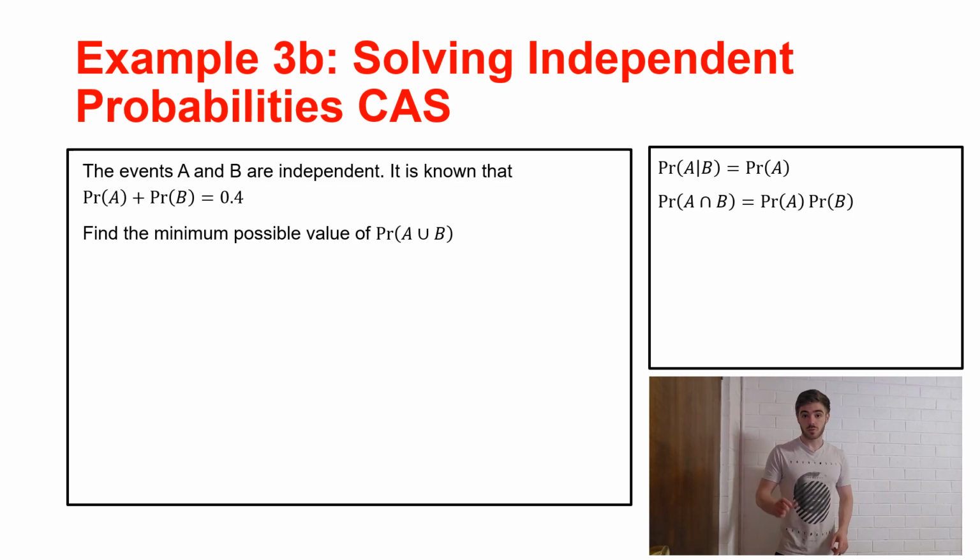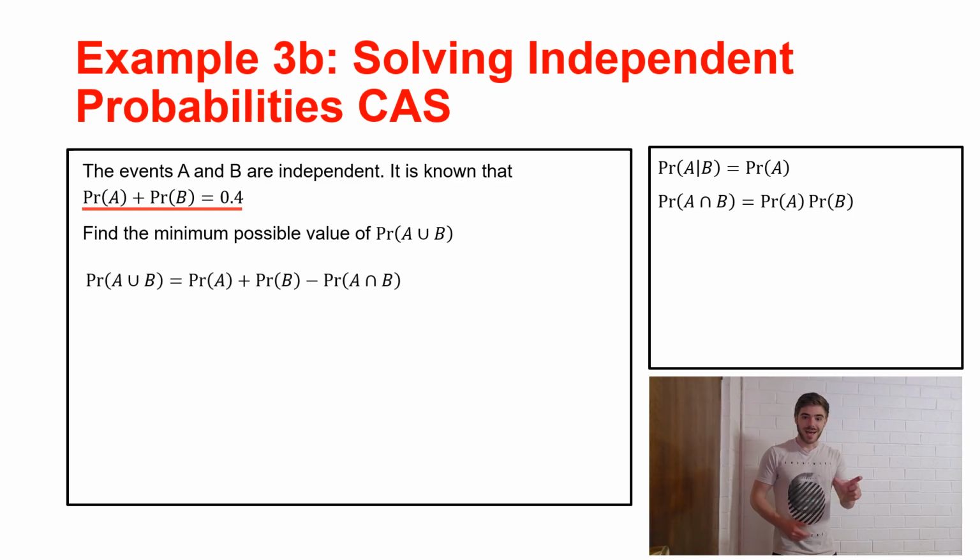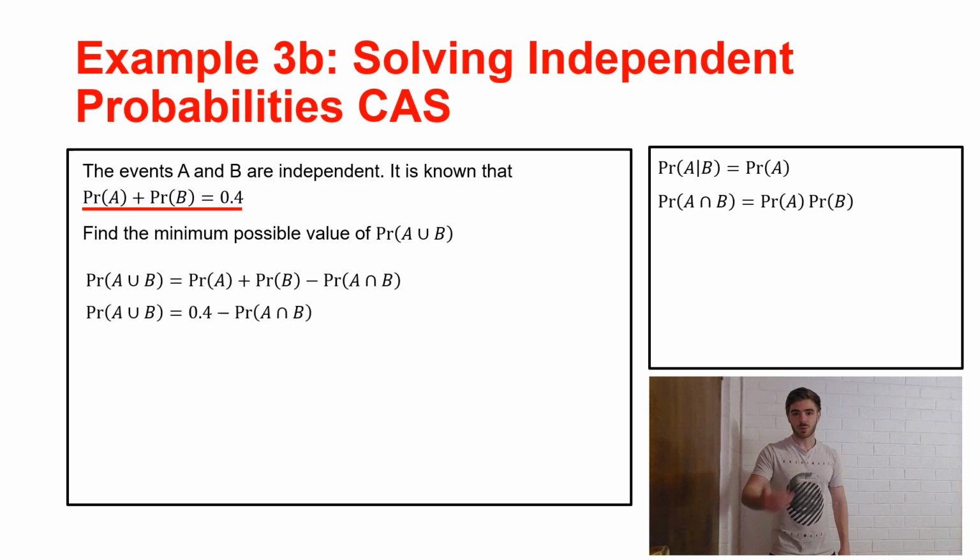So, if you recall from polynomials, if you ever wanted to find the maximum or minimum of a certain thing, you first needed to find an equation that described that thing. We want to find the minimum of a union, hence to start with, we need to find an equation for the union. So we're going to start with the union equation. From there, we're told that the probabilities of A and B add up to give 0.4. So we're going to replace that part of our union equation with 0.4.